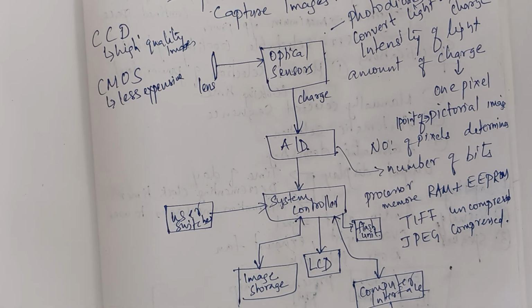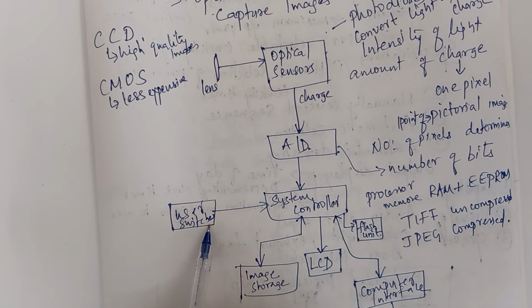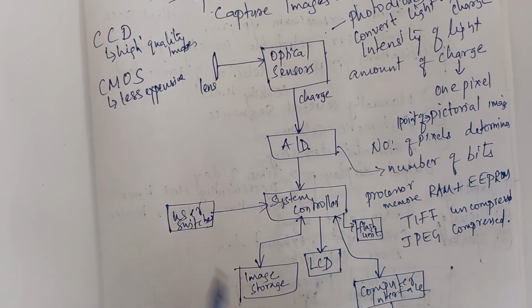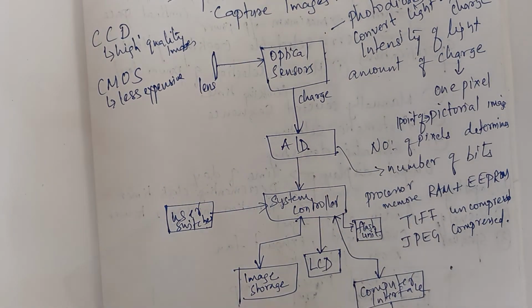Now the system controller also generates the signals which are needed for the complete operation of the motor and the flash unit. Some inputs can also be given by the user here. That's the user switches.